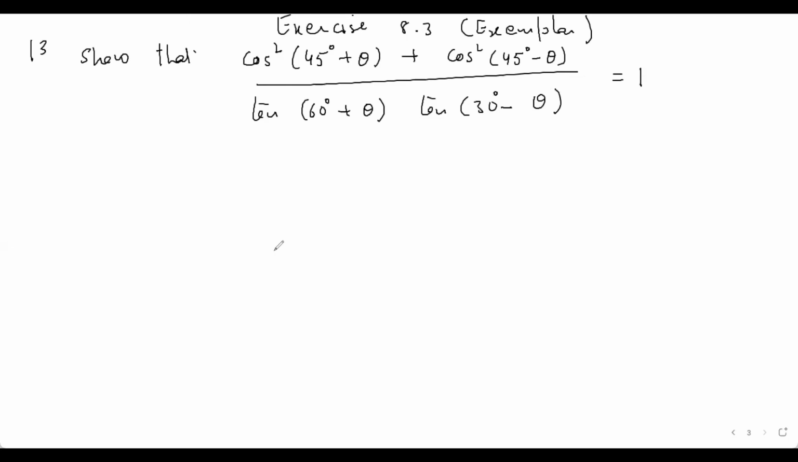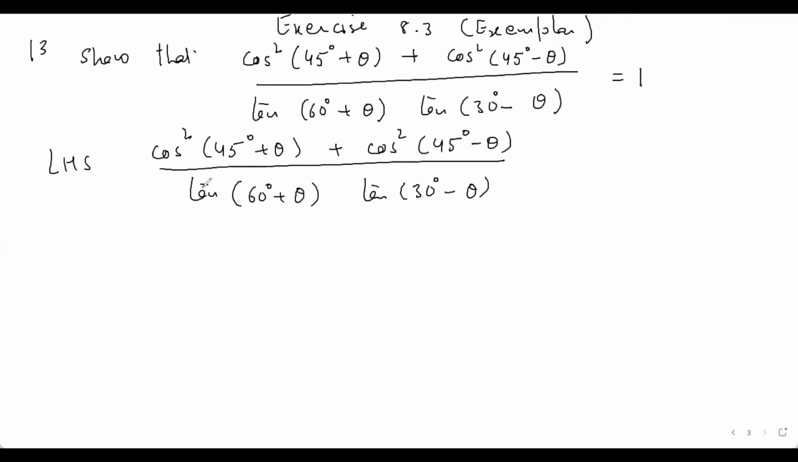Now this is question number 13 of exercise 8.3 of exemplar. Now show that cos square 45 degree plus theta plus cos square 45 degree minus theta upon tan 60 degree plus theta tan 30 degree minus theta is equal to 1. So its left hand side is, now you see 45 degree plus theta plus 45 degree minus theta. If you add these two angles, it will come out to be 90. So change one of them. Either change this or change this. I'm going to change this 45 degree plus theta.